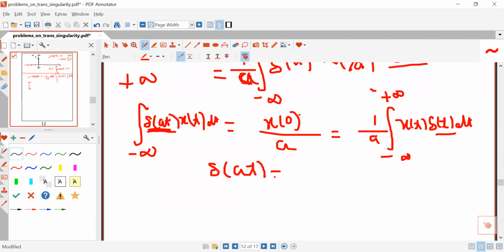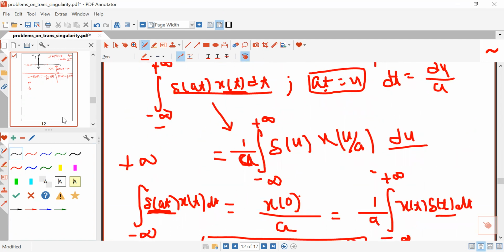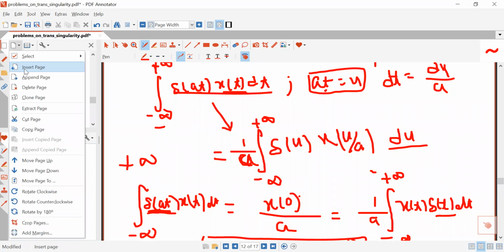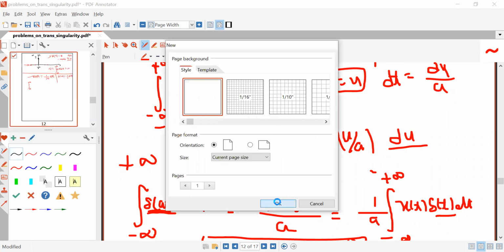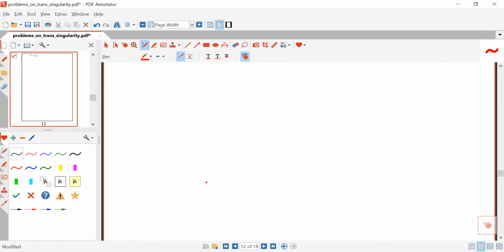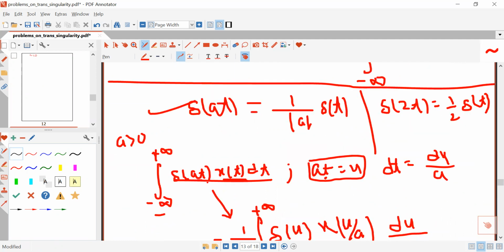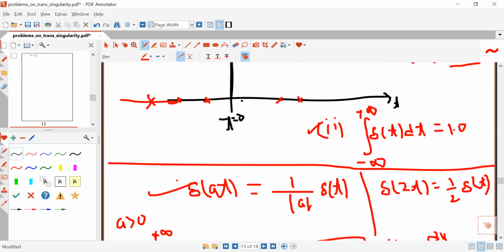Delta at will be equal to 1 by a into delta t, just by comparison of this initial and final expression. You will get this result. Similarly, if you will consider a as negative, then what will happen? When a will be negative, then here you have to write delta minus at.